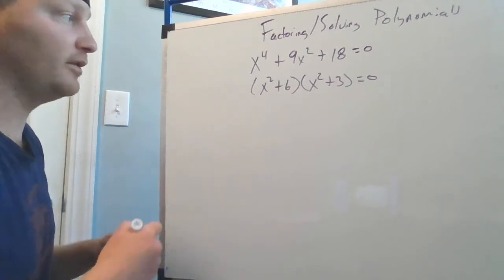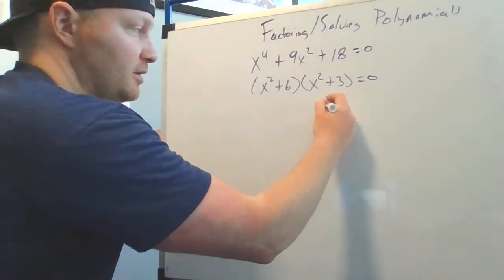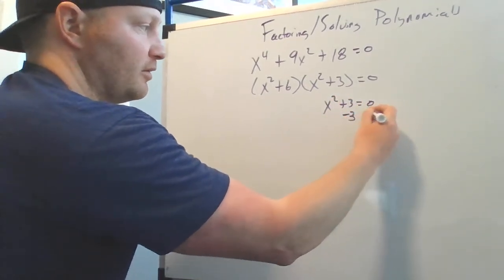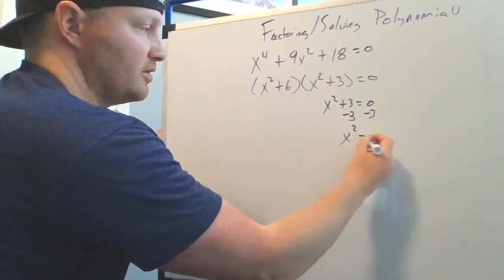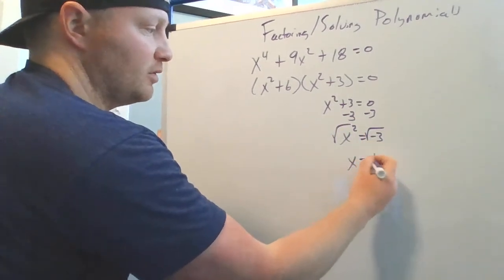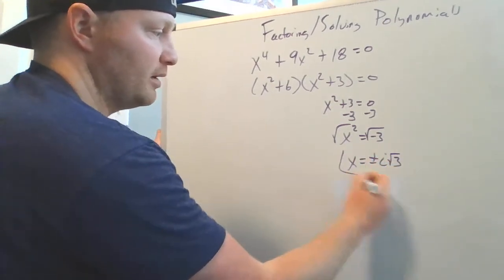Now, one step further, to solve for this, subtract 3 from both sides, right? So x squared plus 3 equals 0. Subtract 3. You don't have to show your work like this. I'm just showing it so you guys see it. Square root both sides. So x equals plus or minus i square root 3.